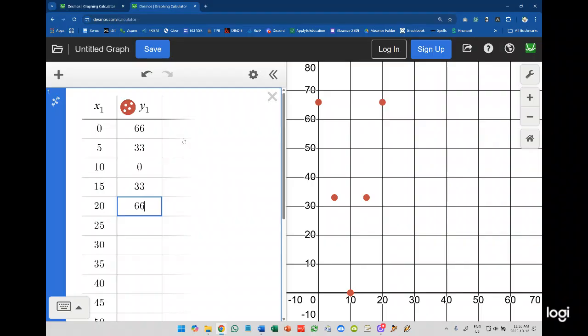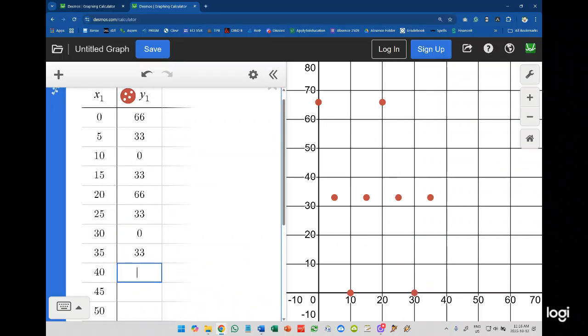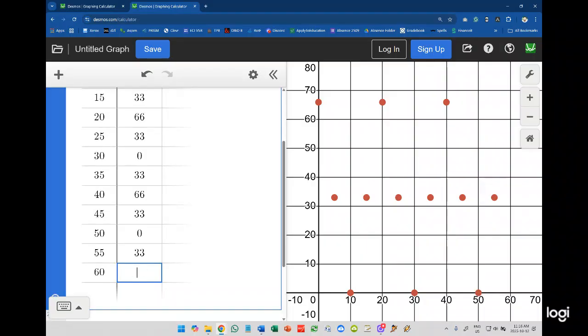And then it basically just repeats this pattern over and over again. 33, 0, 33, 66, 33, 0, 33, 66. And that's gone through 3 full rotations.